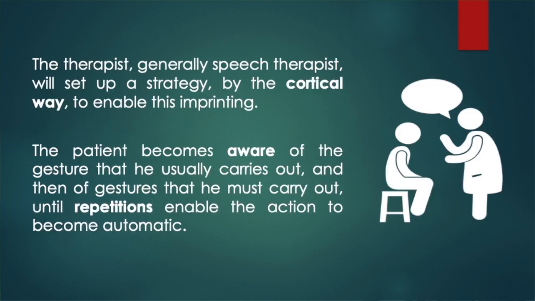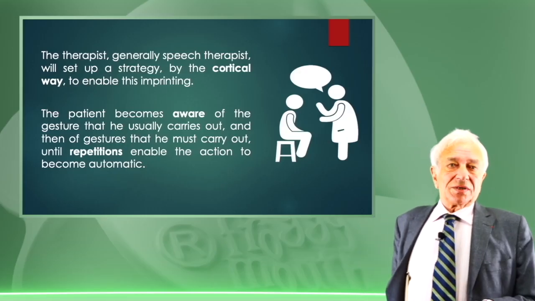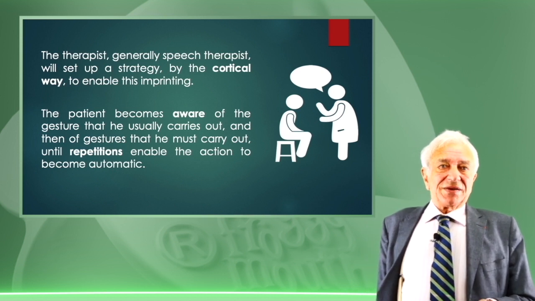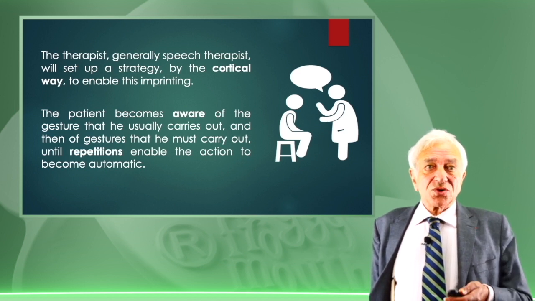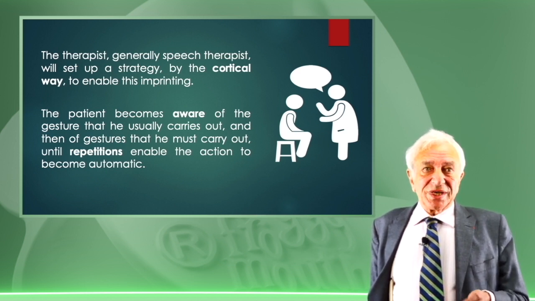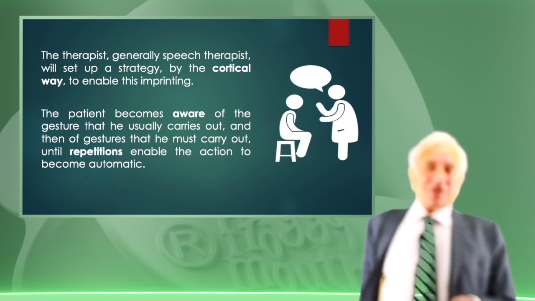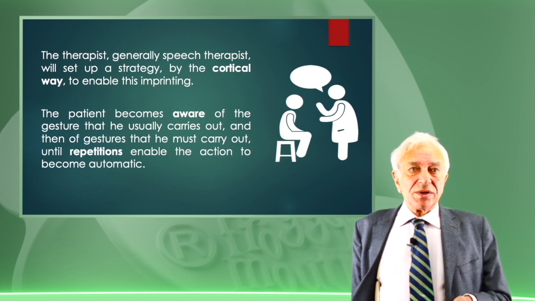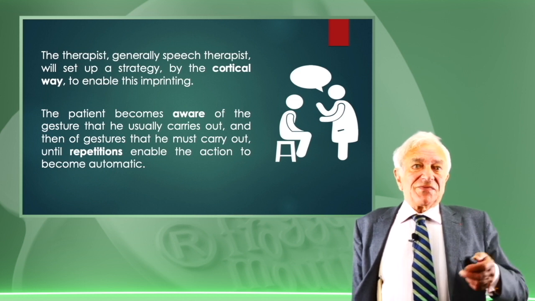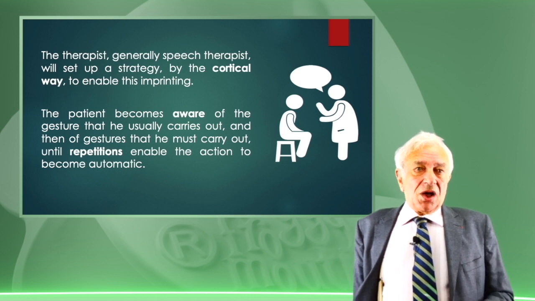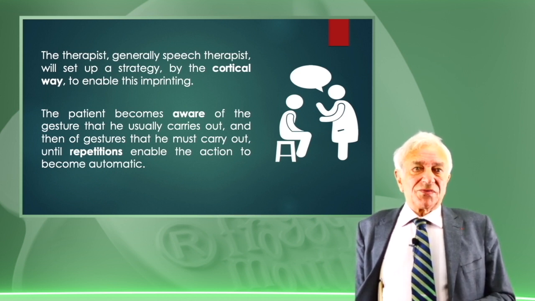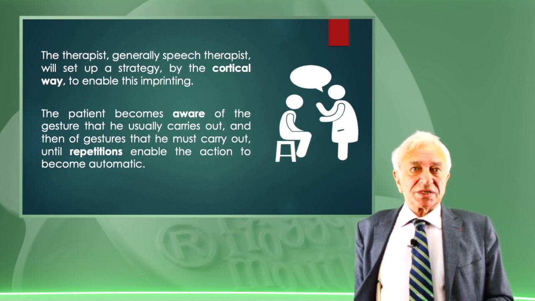The third one is to ask therapists, and generally it's a speech therapist, and they will set up a strategy, this time by a cortical way, to enable this imprinting. And the patient becomes aware of the gesture that he usually carries out, and then of a gesture that he must carry out, until repetition enables this action to be automatic.